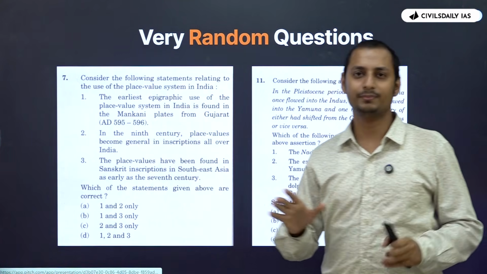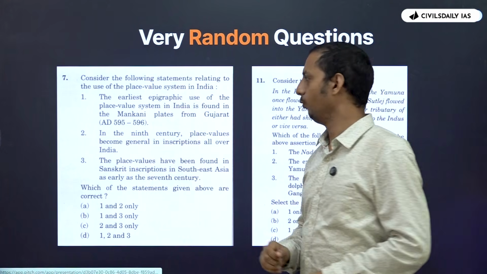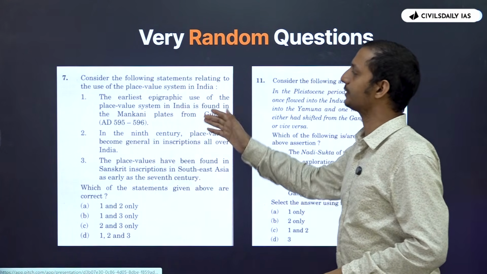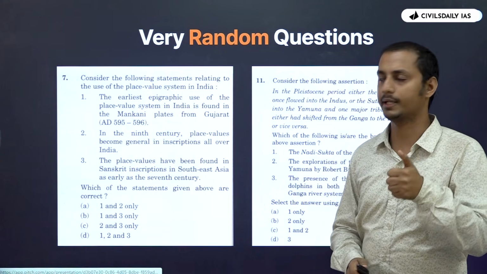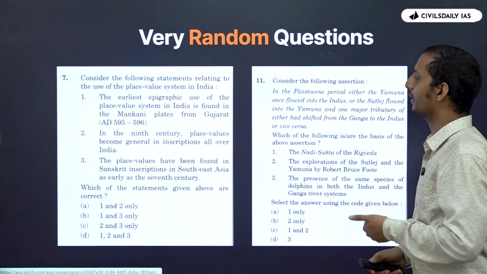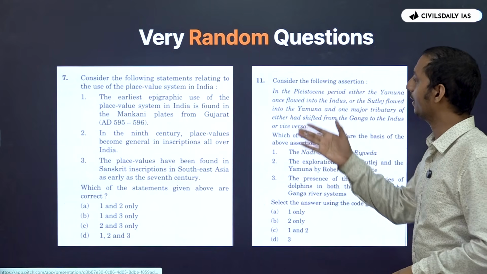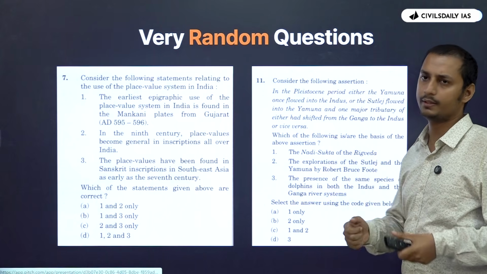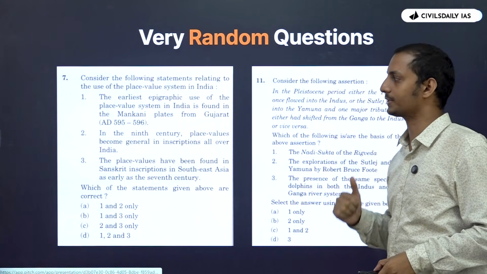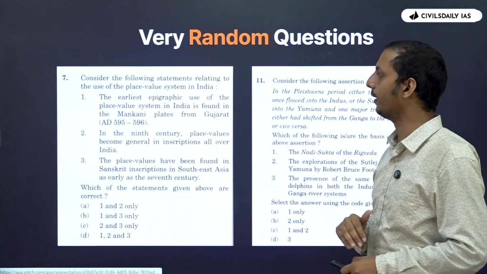Now, as you all know, the questions were very random, right? Very random. So here you can have a question regarding place value system, which not even a single word was there in any of the NCERTs. Another question was regarding one of the most absurd questions regarding the Pleistocene period, whether the Yamuna once flowed into the Indus or the Satluj, or anything regarding the river flowage, especially the Pleistocene period. No relevance at all, very random question.